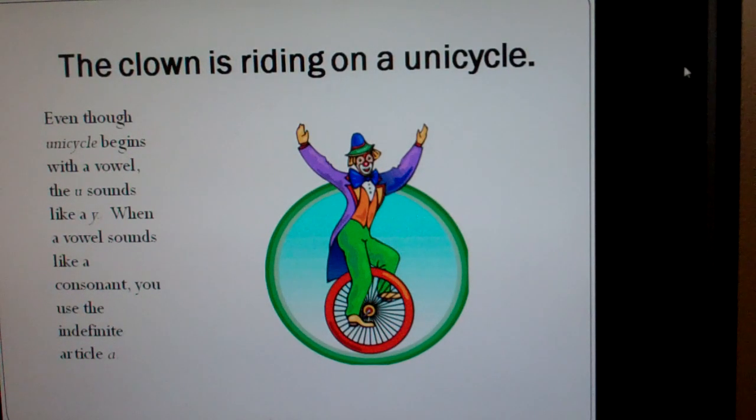The clown is riding on a unicycle. Even though unicycle begins with a vowel, the U sounds like a Y. When a vowel sounds like a consonant, you use the indefinite article a.